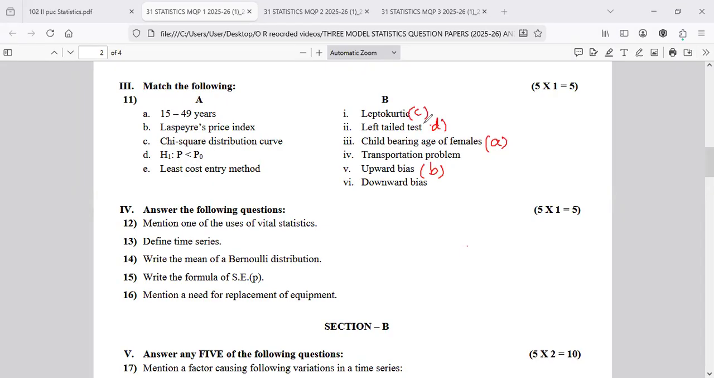So that is called D. And least cost entry method. So this is one of the methods called transportation sum, matrix minima method or least cost method. The option number E. So that is transportation problem.